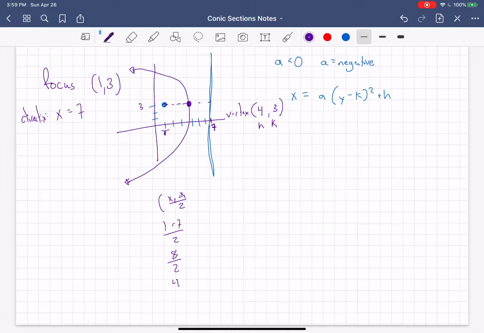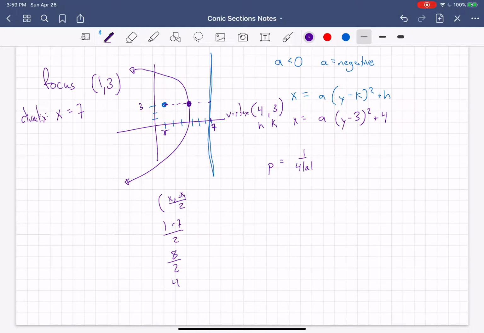So we can plug that in. y minus k, so y minus 3 squared, plus h, so plus 4. But we still don't know a. So again, we have to do like we did in the last problem, where we figure out what p is. p is equal to 1 over 4 times the absolute value of a.